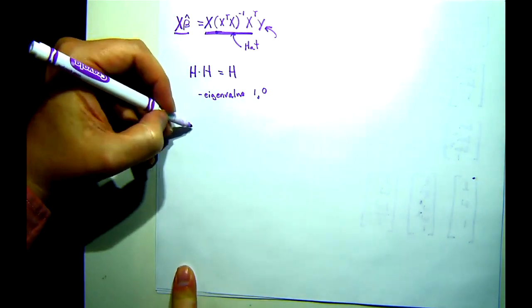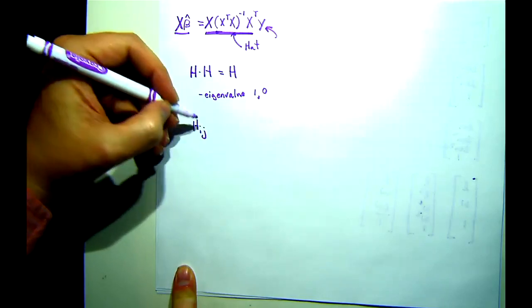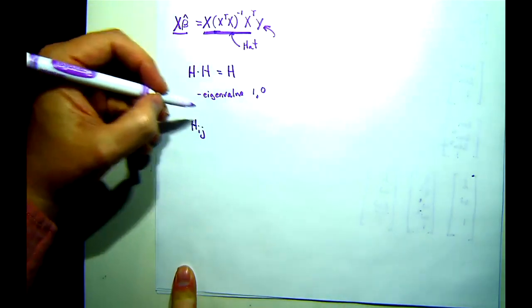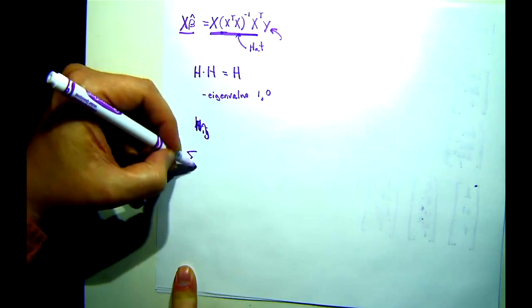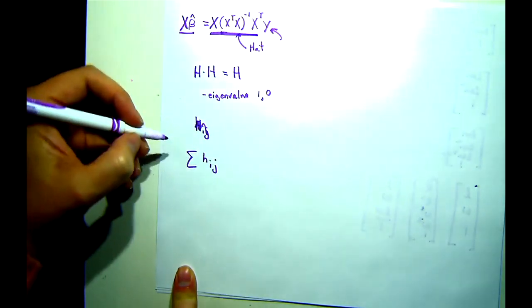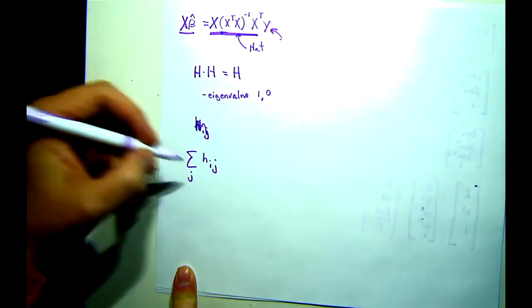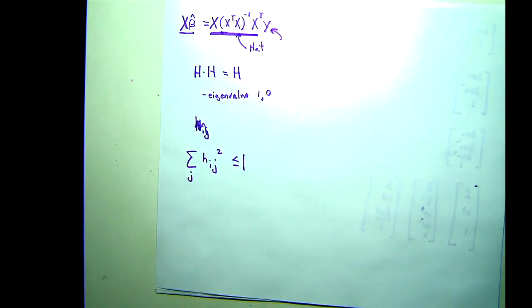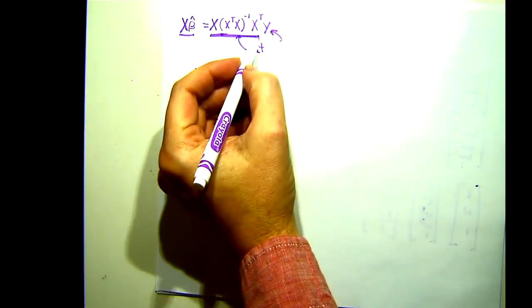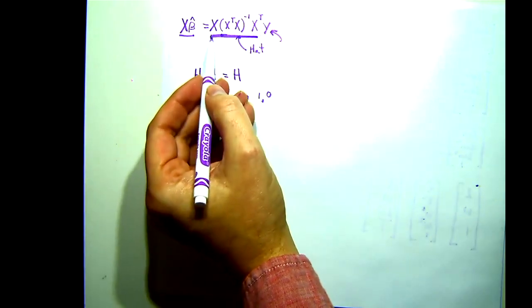And the most interesting thing is if you take the ith jth entry, we're just going to do lowercase, and you go over the columns and you take the square of these, they're always less than 1. So if you take the square of a column from the hat matrix and sum it all up, they're always less than 1.